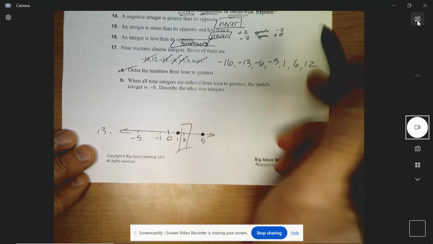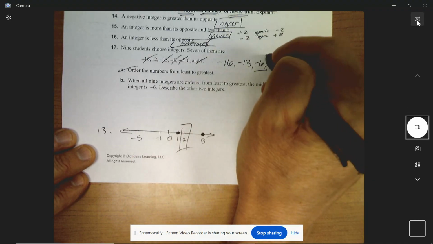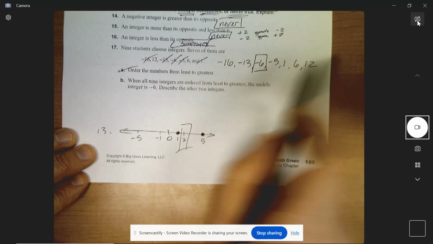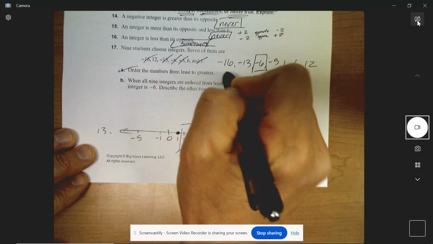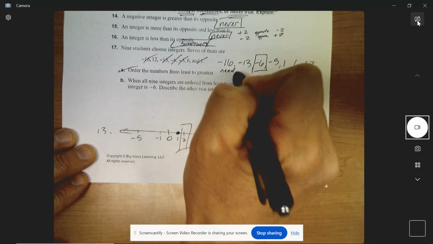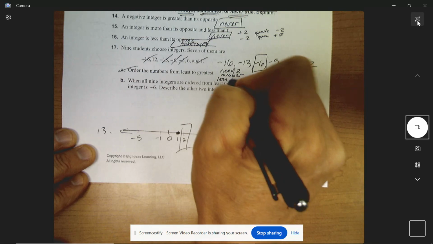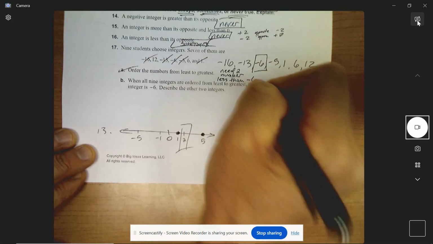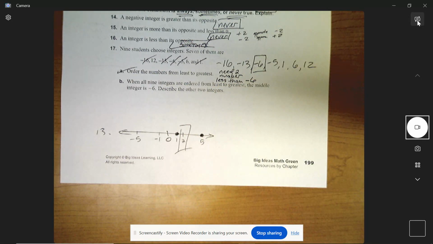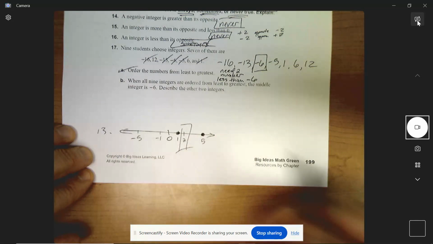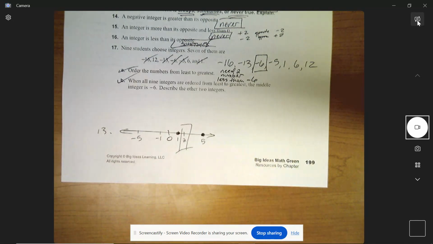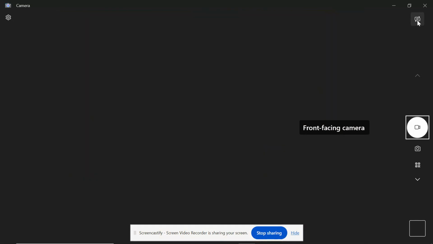Describe the 2 other integers. If this is the middle number, we have 4 numbers on this side, so we need 2 numbers less than negative 6. Okay, so the other 2 numbers have to be less than negative 6, so I've answered that one. And I think that is it.